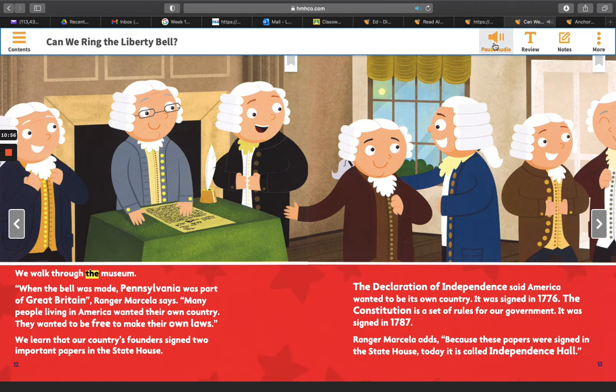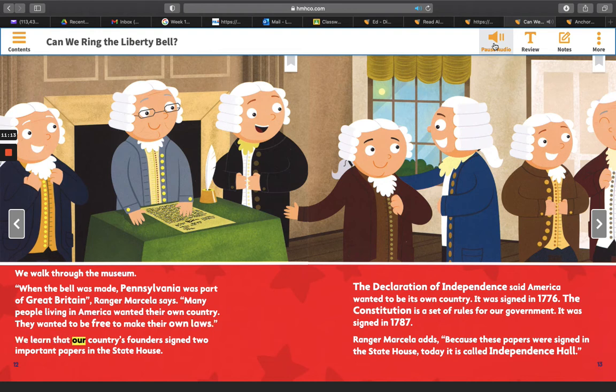We walk through the museum. When the bell was made, Pennsylvania was part of Great Britain, Ranger Marcella says. Many people living in America wanted their own country. They wanted to be free to make their own laws.